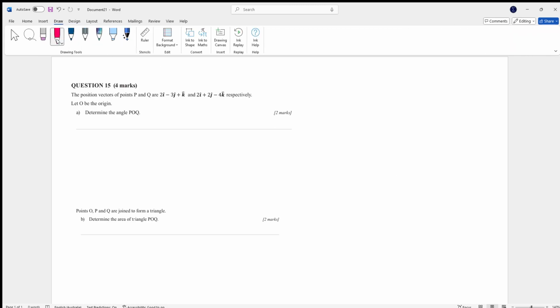So first of all, this is a calculator exam as well. The position vectors of points P and Q are given here, respectively, and let O be the origin. Determine the angle POQ. So in this situation, this is your O to P vector, and this is your O to Q vector. When they're saying the angle POQ, with the point P being here, O being there, and Q being here, they're talking really just about that angle there, okay? That's actually super helpful because we already know what O to P is and O to Q is.